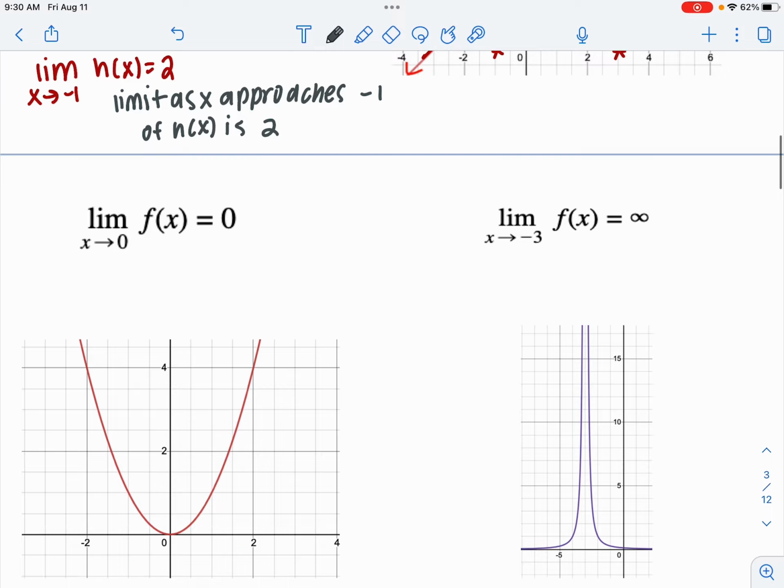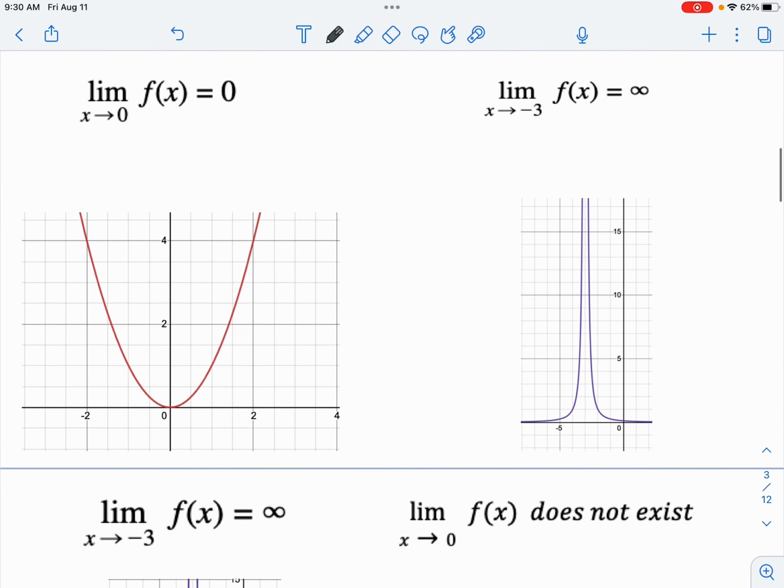And so here are just some other examples of limits graphically. So this one says the limit as x approaches 0 of f of x is 0. So as I approach this one, if you look, it's going to 0. This one's kind of interesting, I'm going to add some arrows on this function right here. This is a rational function, and rational functions tend to have vertical asymptotes.